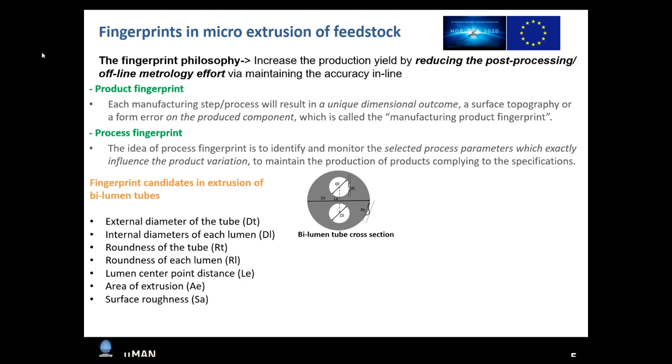In case of extrusion of bi-lumen tubes using feedstock, the main product fingerprint candidates that we have considered here are the external diameter of the tubes, internal diameter of lumens, the roundness of the tube and roundness of lumens, lumen center point distance, the area of extrusion, and also the surface roughness of the tube.